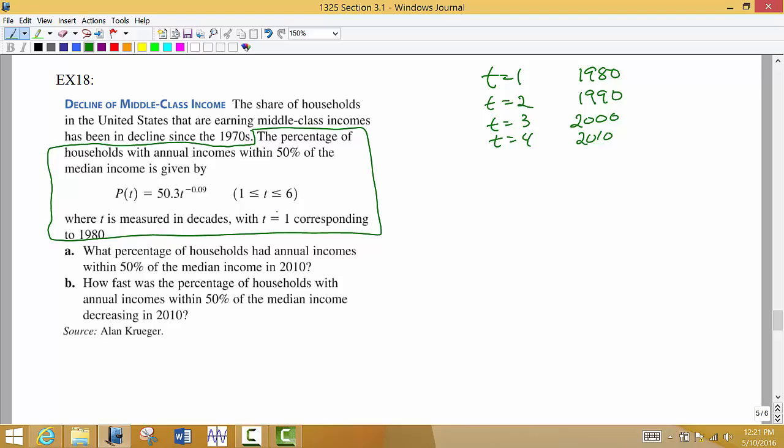The first question we're asked is what percentage of households had annual incomes within 50% of the median income in 2010? In other words, what percentage of homes were middle class in 2010? So we're going to use t equals 4 in our function. Notice that it's just asking us for a percentage. It's not asking us for how the percentage is changing. It's just straight, what is the percentage? So for part A, we're just going to use the original function, and for our t value, we're going to put in a t value of 4.